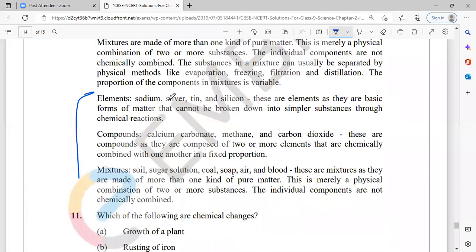So elements: sodium, silver, tin, and silicon. These are elements. Compounds: calcium carbonate, methane, and carbon dioxide. They are compounds. And mixtures: soil, sugar solution, coal, soap, air, and blood. They are mixtures. So you will write elements, these four, and compounds, these, and mixtures, these. Clear? Yes, ma'am.